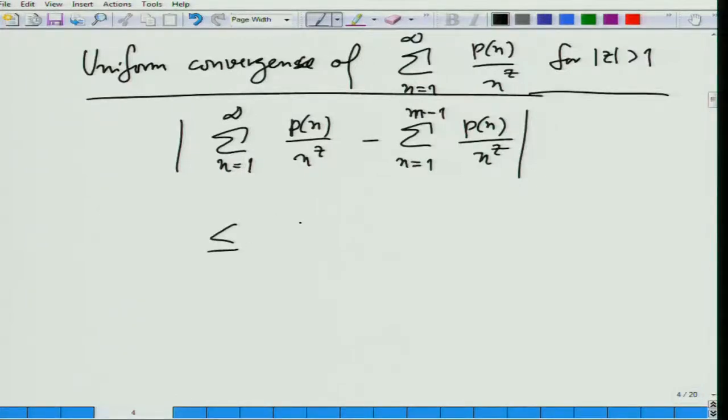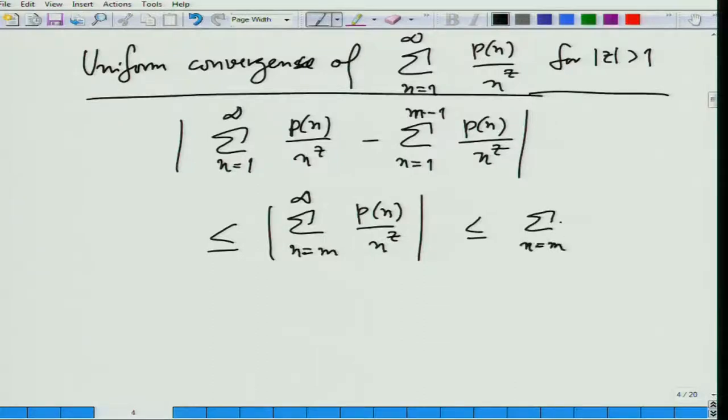This is less than or equal to the absolute value of the sum n going from m to infinity p n over n to the z. This is less than or equal to the summation n equals m to infinity, where p n is at most 1 always. So, it is 1 by the absolute value of n to the z, which is n to the c.